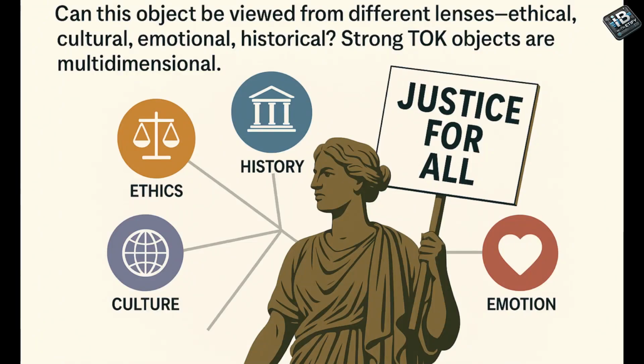A good Theory of Knowledge object also allows for multiple perspectives. Can the object be viewed through different lenses, historical, ethical, cultural, emotional? Can you connect it to more than one area of knowledge or way of knowing? A protest sign from a political movement, for instance, could invite ethical reflection, emotional response, historical context, and even artistic critique.